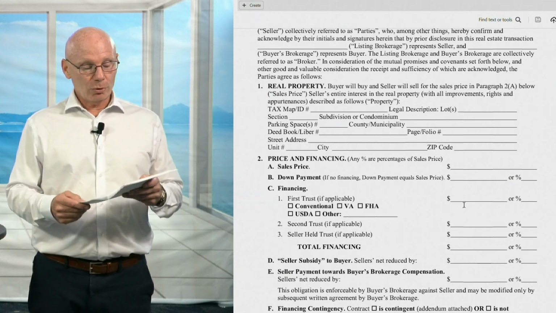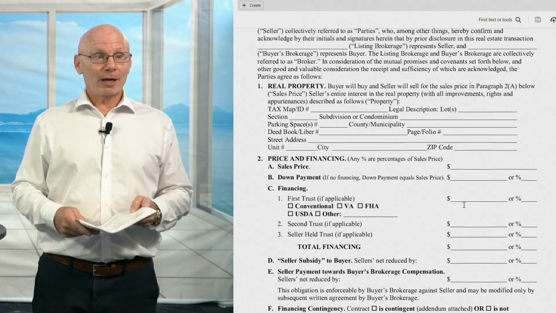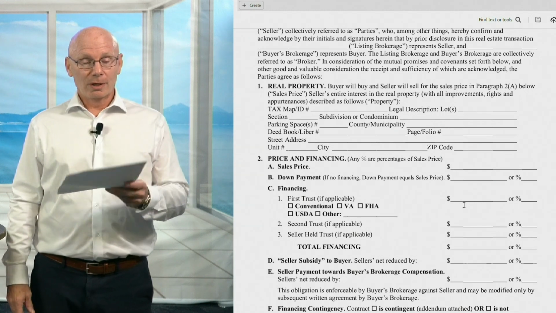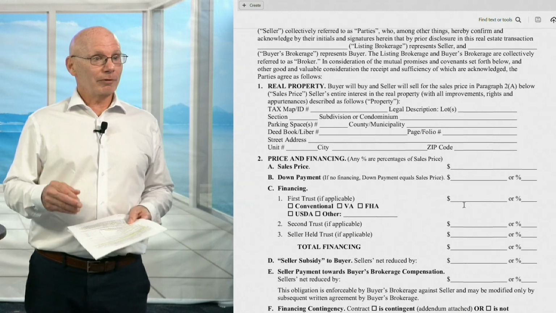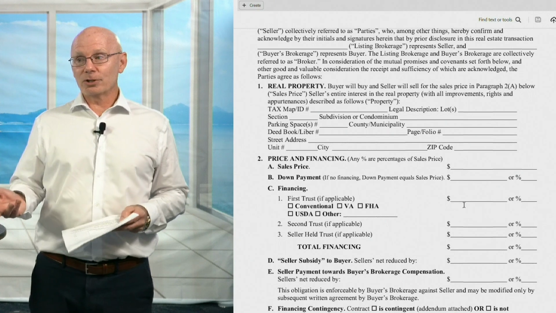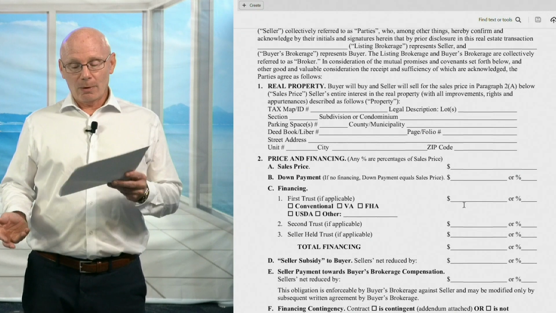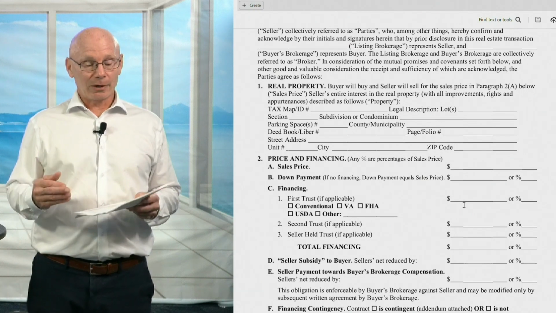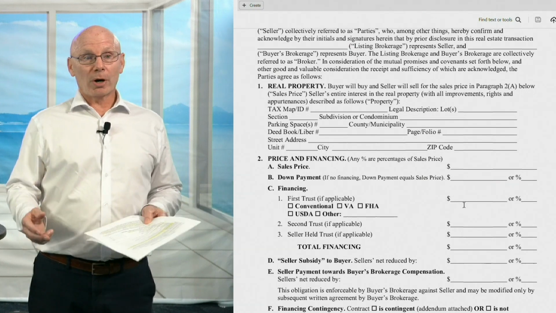So it's always better to use paragraph 2E for any seller paid buyer compensation, and that would be the amount directly from the seller to the buyer agent or the buyer broker. That way you're going to get paid through this contract from the seller. You could have both, right?